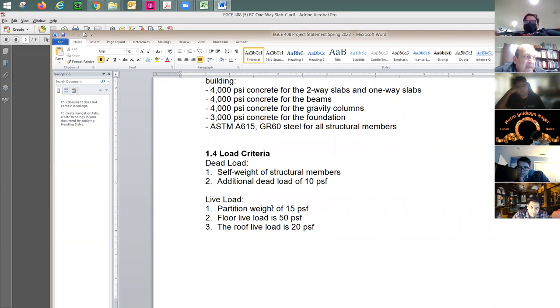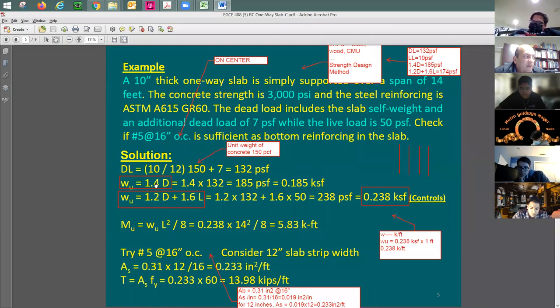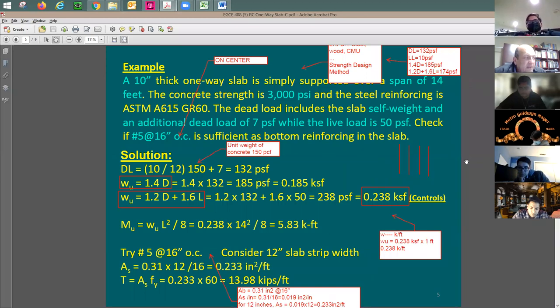So in the live load, we have partitions gonna be 15 for the live load, and then the floor live load is gonna be 50. In our case here, we have only 50. So here you're gonna be adding the 15 in your project. What did you do after that? You try some combinations. You said here is trial number 5 at 16, right? So you can try any number you want.